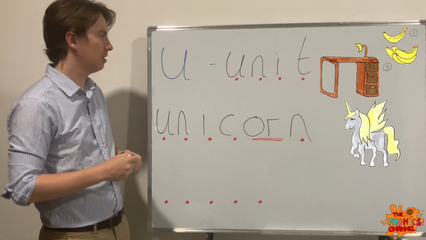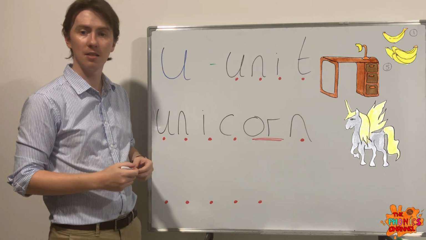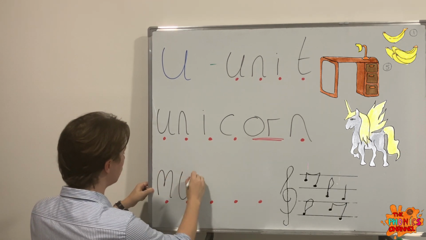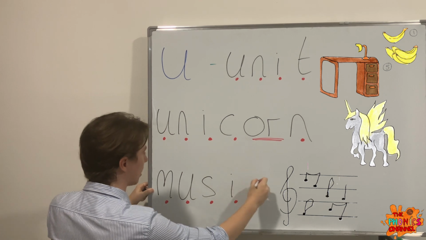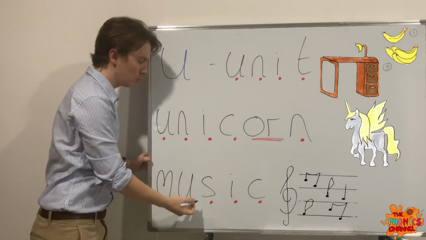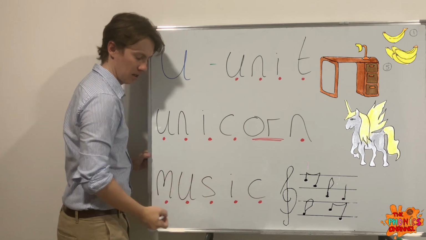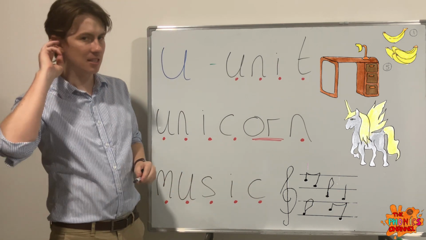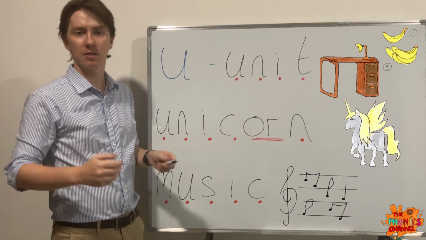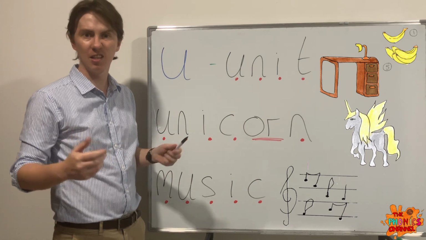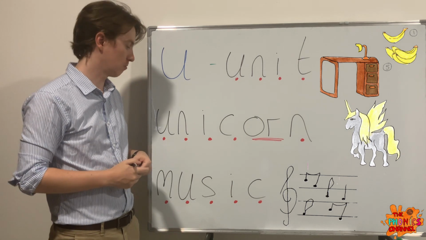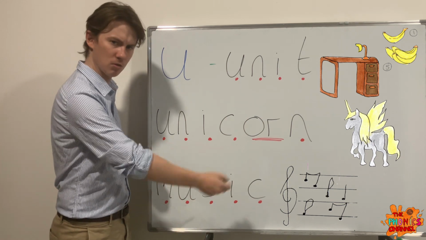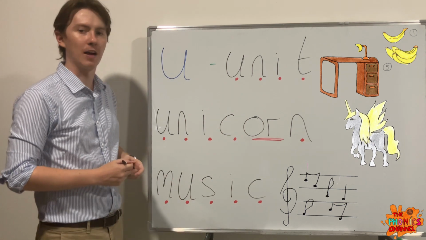Okay, and the final U word is music. M, U, S, ik. Music. M, U, S, ik. Music. I am listening to music, my favourite type of music, which is kind of indie rock or old-fashioned rock music, like Bob Dylan. Music. Okay, 5 letters, 5 sounds.